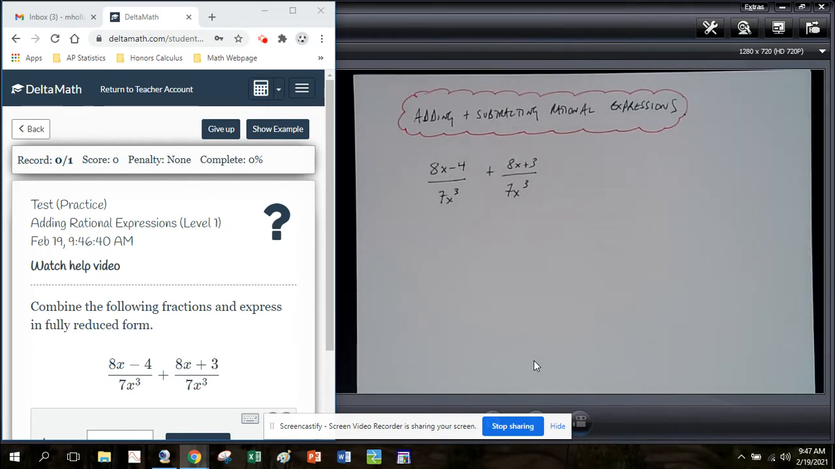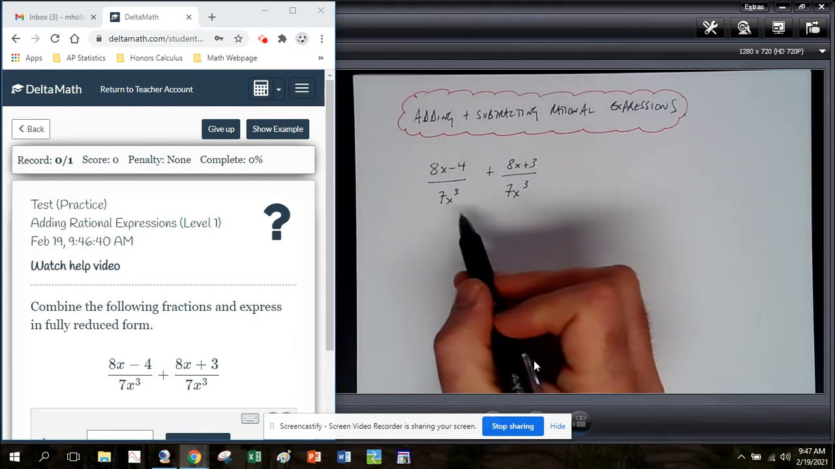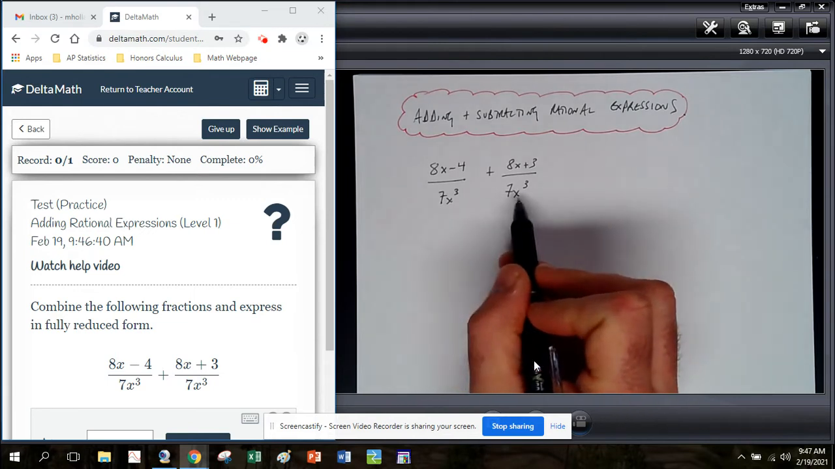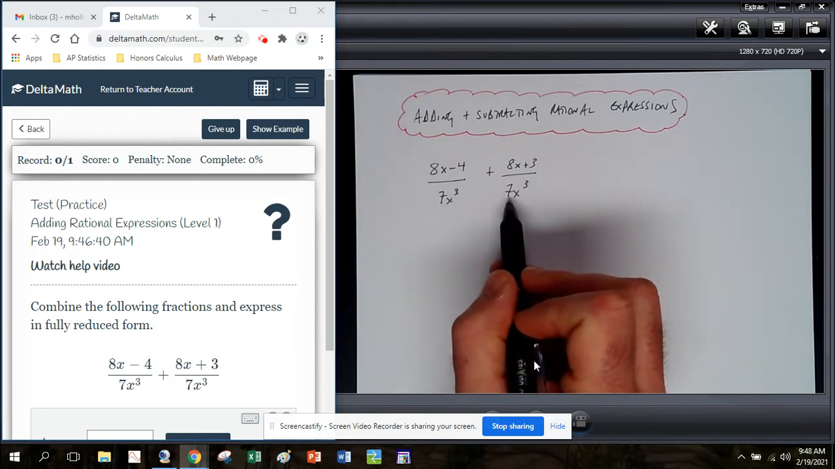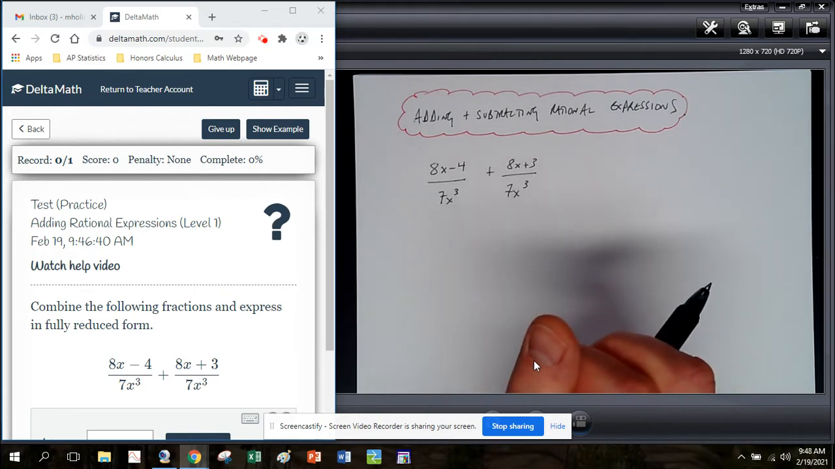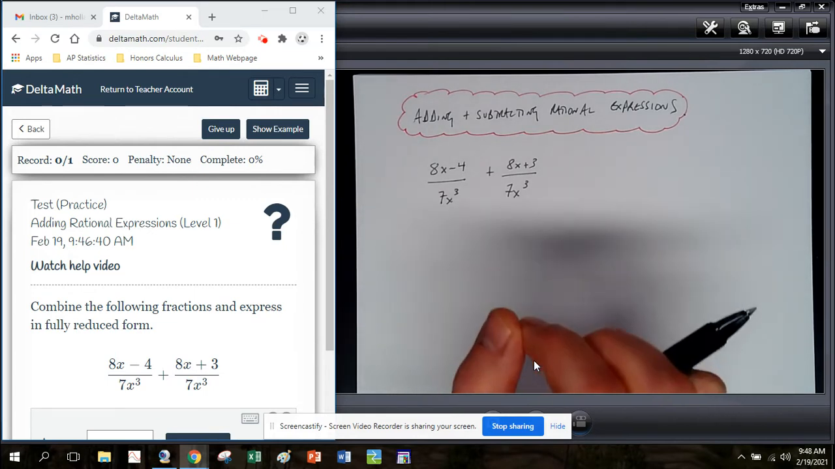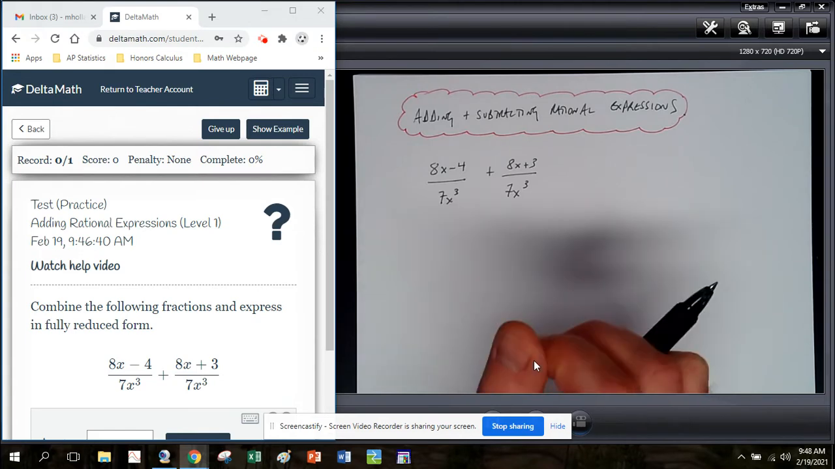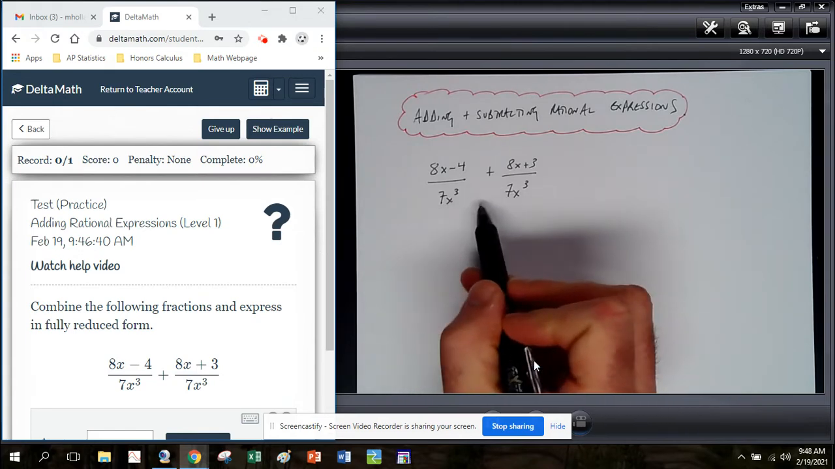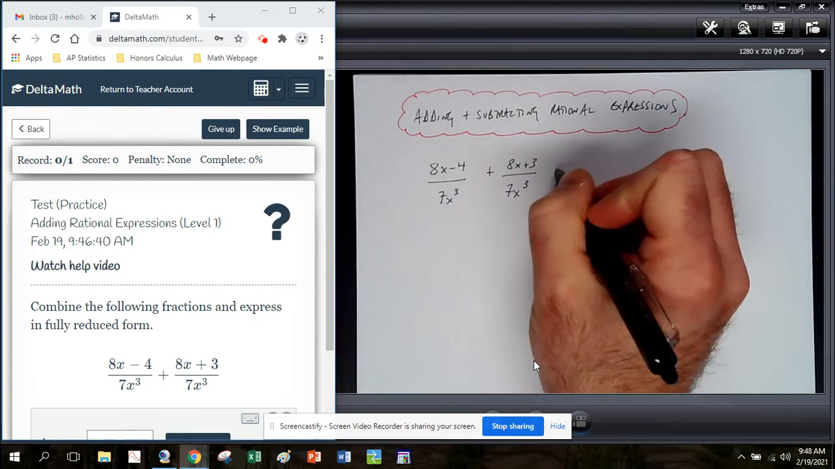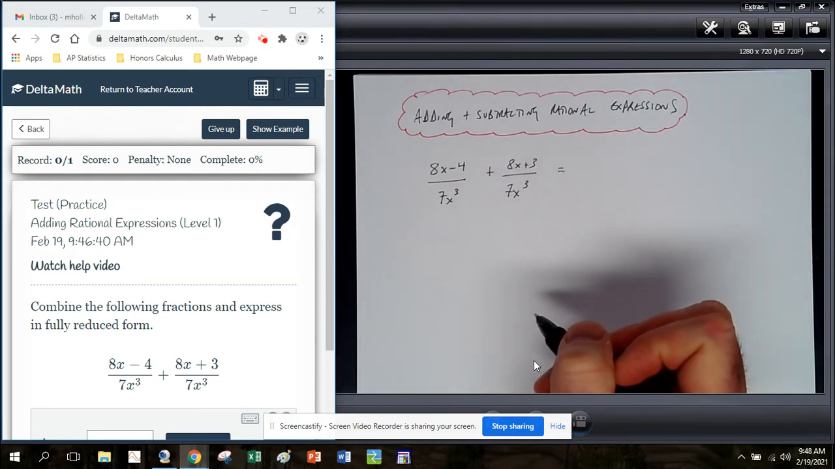Now when you're adding and subtracting rational expressions, there's a few little rules to remember, but the most important rule to remember is that they have to have the same denominator. If they have the same denominator, you can go ahead and combine them. If they don't have the same denominator, you need to find what that least common denominator is. So because these two have the same denominator, we can just go ahead and add them together.